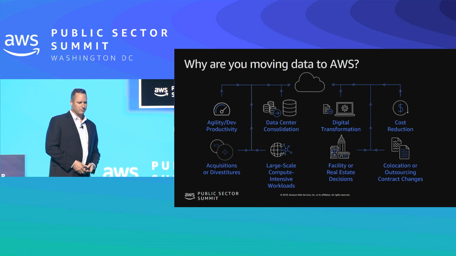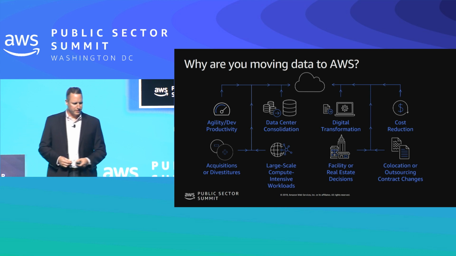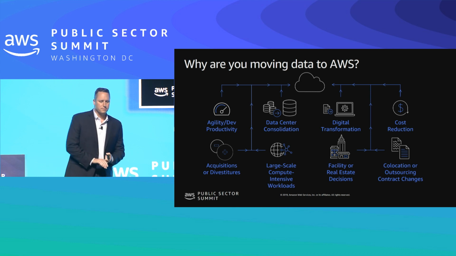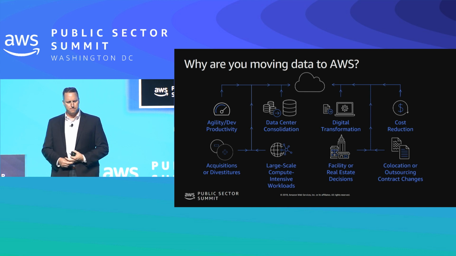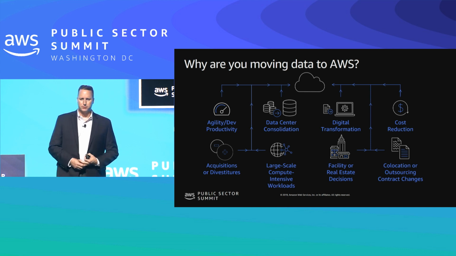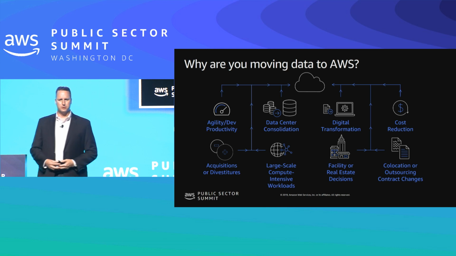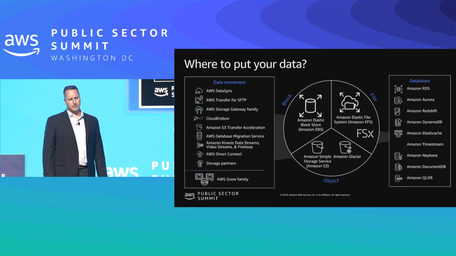There's also some less common, I guess, reasons for moving to AWS: acquisitions, large-scale compute-intensive workloads that may only need compute for a week or so. Maybe real estate. Maybe you're downsizing your real estate, trying to reduce your real estate footprint. Maybe co-location or outsourcing, right? So there's a lot of reasons why organizations tell us that they want to move to AWS.